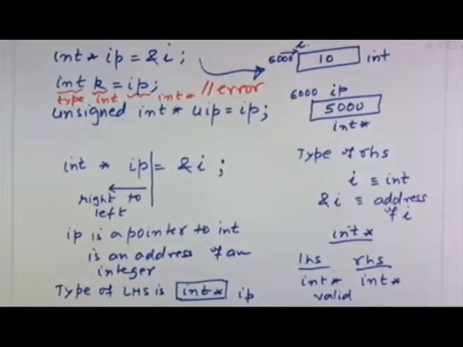So why is the error? Because we did a type check and observed that an integer variable has been given an address, which is not allowed. An integer variable should take only integer values.